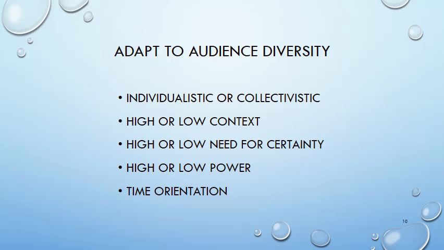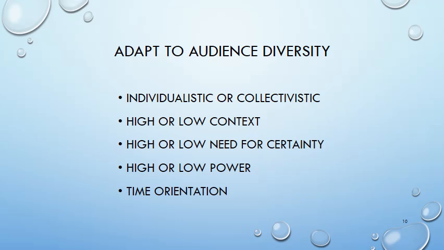Time orientation, we talk about two types of time orientation predominantly: monochronic time orientation and polychronic time orientation. Monochronic time is very punctual, very on the dot, very to the point. In the United States, we have a pretty monochronic time culture. We like to be punctual and on time for appointments.